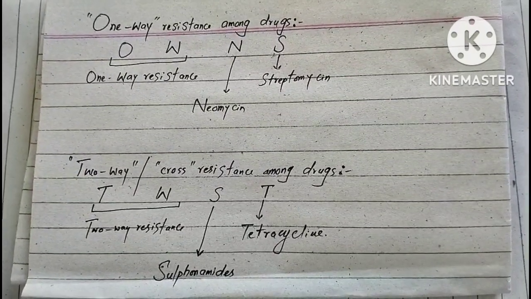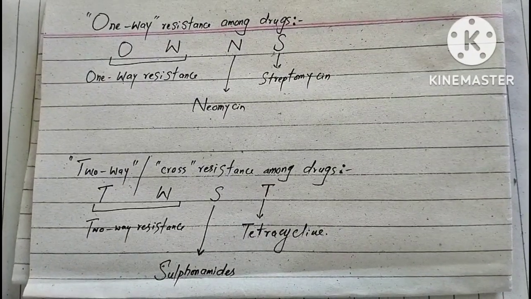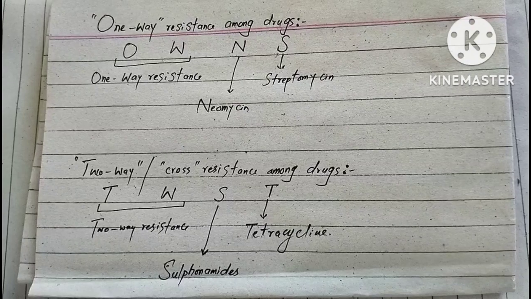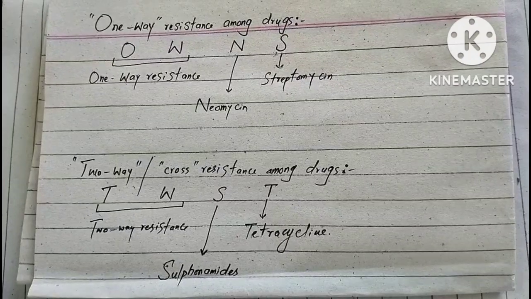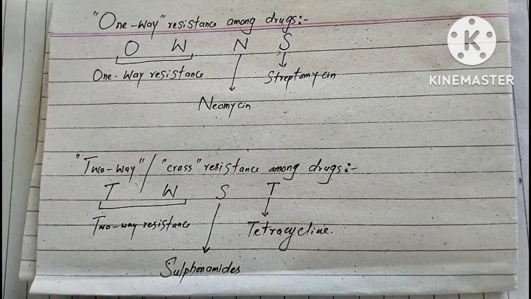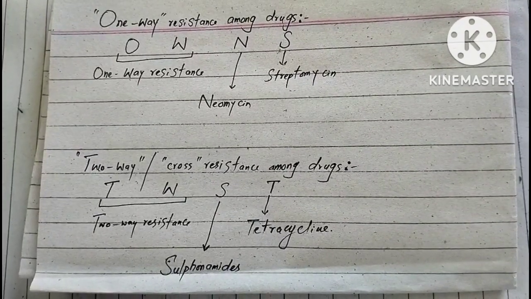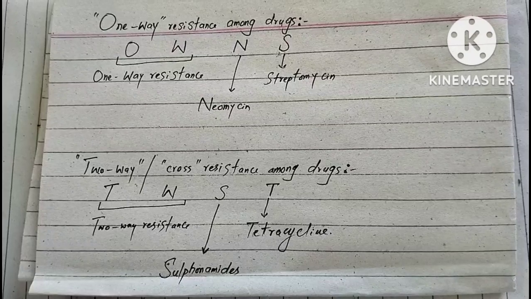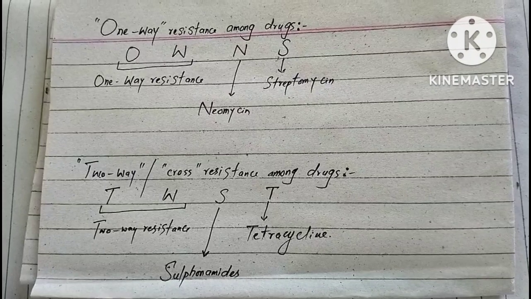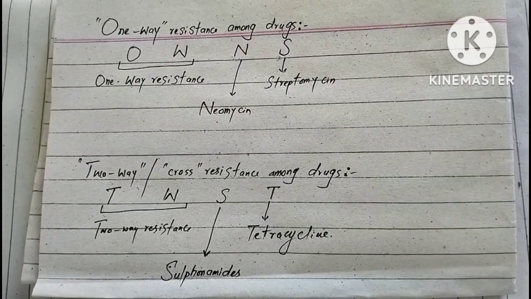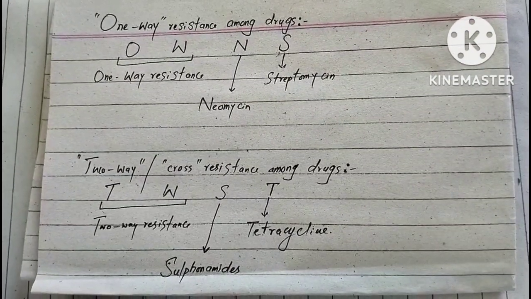OWNS. OW stands for one-way resistance, N is neomycin, and S is streptomycin. This means that when an organism is resistant to neomycin, it will also be resistant to streptomycin. But it is not necessary that an organism which is resistant to streptomycin will also be resistant to neomycin. This is one-way resistance, which means that a neomycin resistant organism will also be resistant to streptomycin.